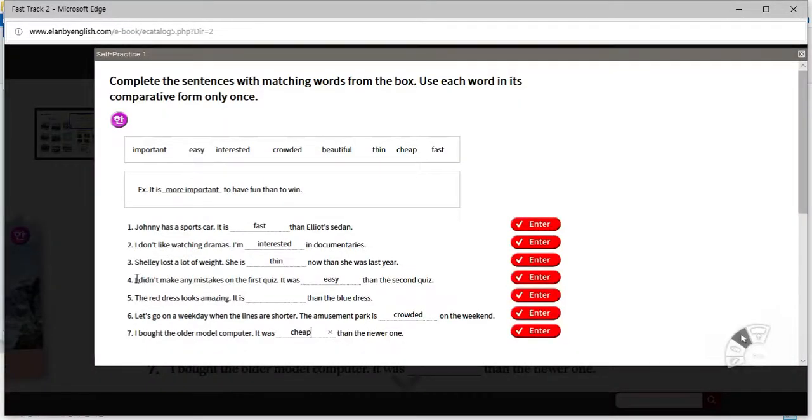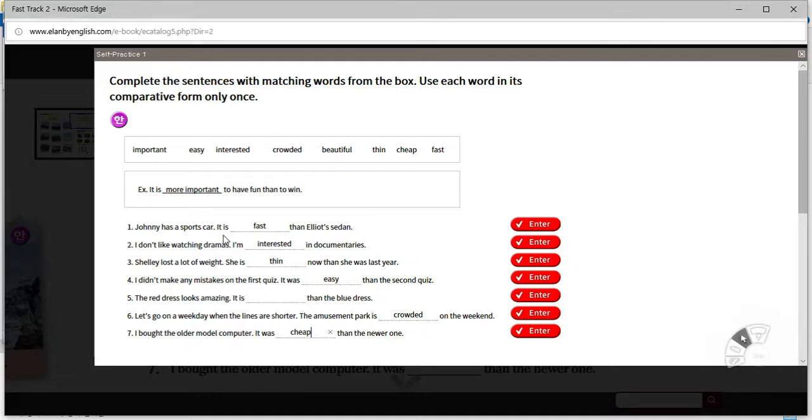All right, so for self-practice 1, we can see the answers written here, most of them. So I've taken these words in the box and I've matched them with the sentences. So in number 1, we're looking at 2 cars being compared: Johnny's car and Elliot's car. One's a sports car and one's a sedan. So I guess a basic car.